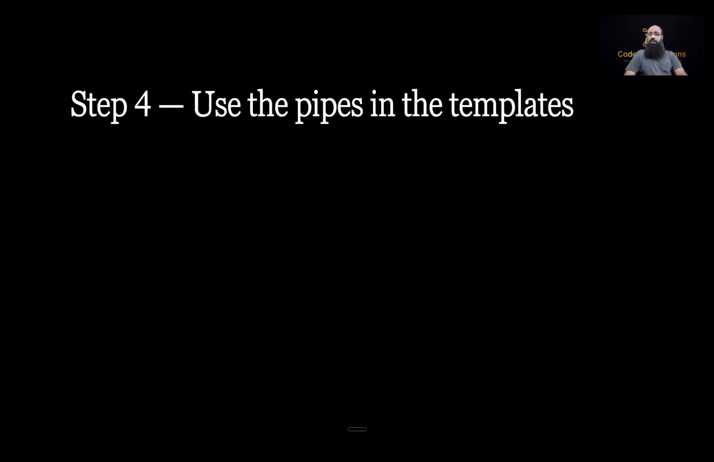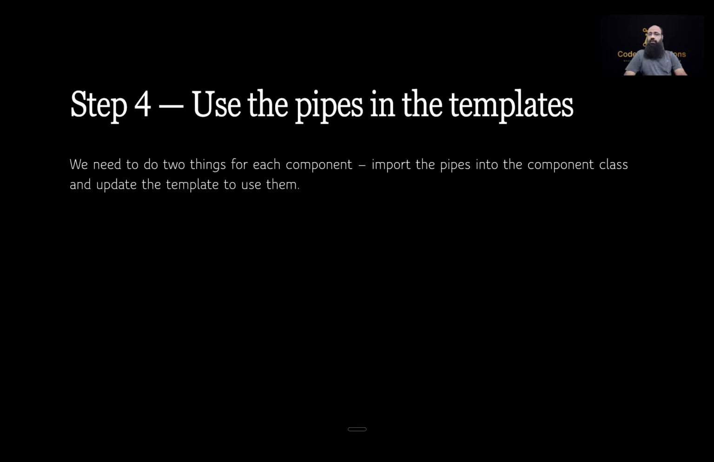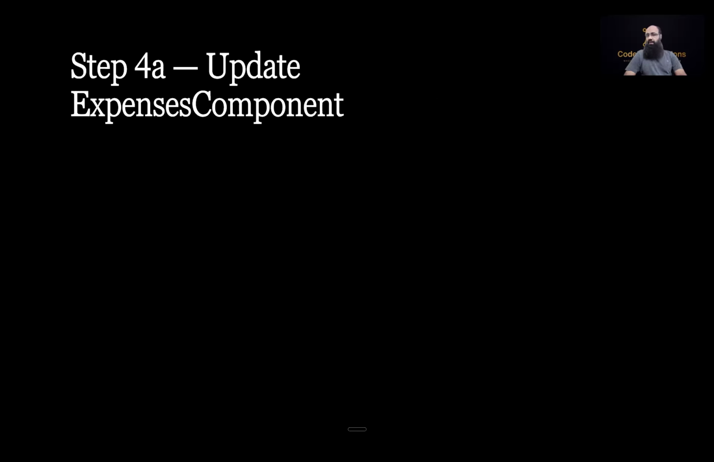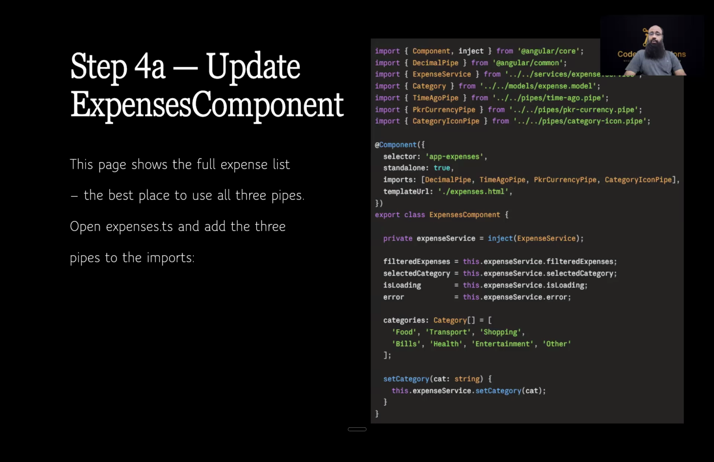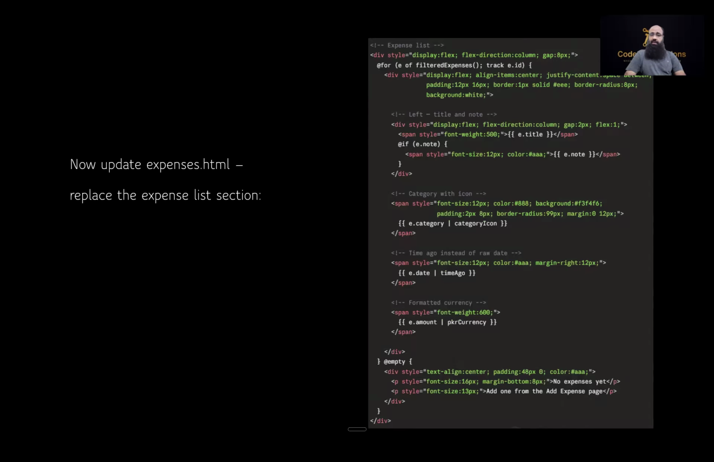Step 4 is that we need to use the pipe. So far we have created the custom pipes, but we haven't used them. We need to do two things for each component: import the pipe into the component class and update the template. We have multiple components: expense, budget, and the dashboard. Let's update the expense component first. Basically this is going to show all the expenses. We are going to import it within the expense.ts file, and we need to update this expense list.